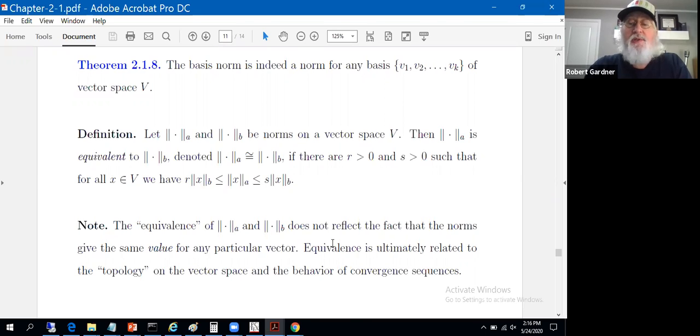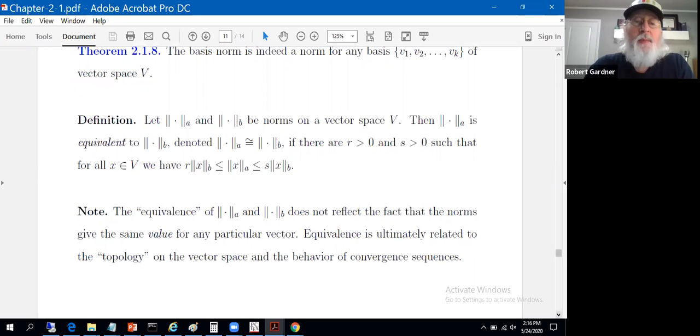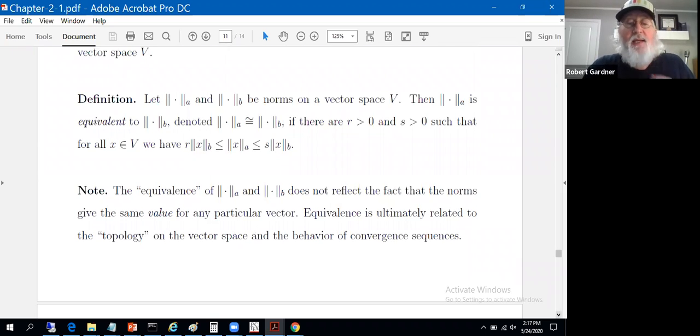This equivalence doesn't say that the values are the same. It's not about the value of the norm in this equivalence sense. What it deals with is topological properties of the vector spaces and convergence of sequences. We'll have the same open sets if we have a vector space under one norm or an equivalent norm. We'll have the same sequences converging if we have equivalent norms.